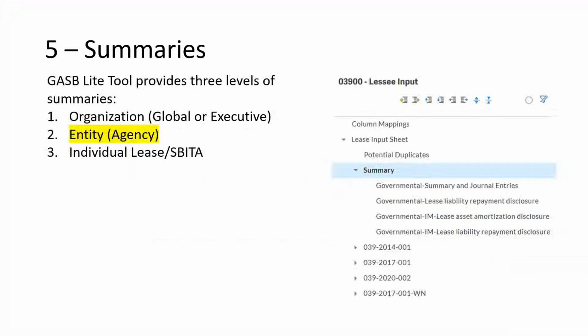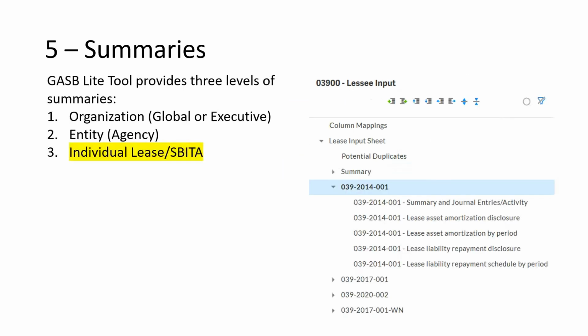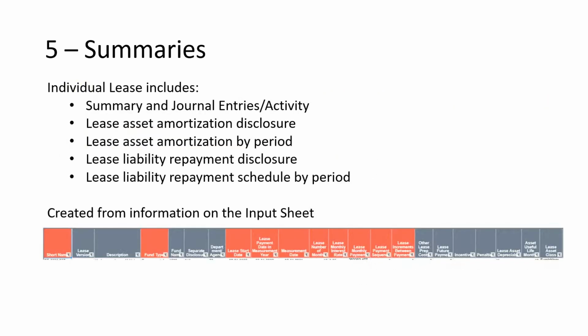The next level is the agency or entity level. This also is by fund type, asset class, and includes below threshold entries plus potential duplicates. And the third is at the individual lease or SPIDA level. This includes all journal entries, disclosures, and schedules, which is created from information on the input sheet.